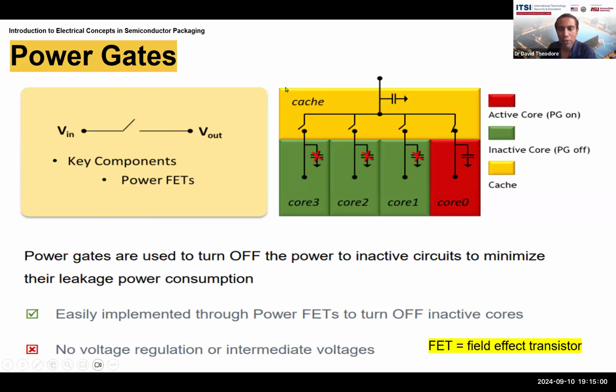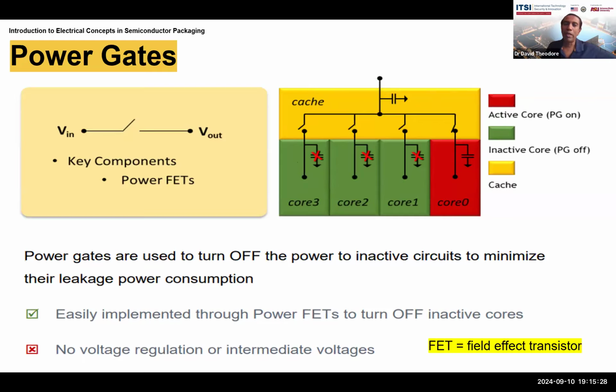So this is a schematic here. Here is an example of this where you have a multi-core module. You have power coming in. Here's a cache, and you have power that's going to these different cores. Here's core 0, which is the primary core, and in this case, it's on. So it's an active core. This is the power gate here. This power gate is on, and so it's sending power to this core.